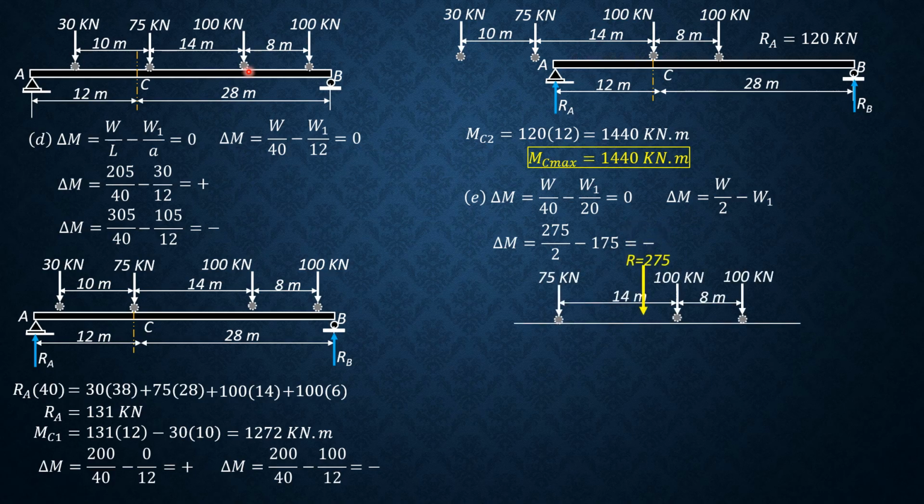So that's it. Because we want the absolute maximum moment, this should be the resultant, and the distance of the resultant to this 100 kilonewton load would be E. Then by Varignon's theorem, 275 times E equals 75 times 14 minus 100 times 8. So E equals 10 over 11 meters.